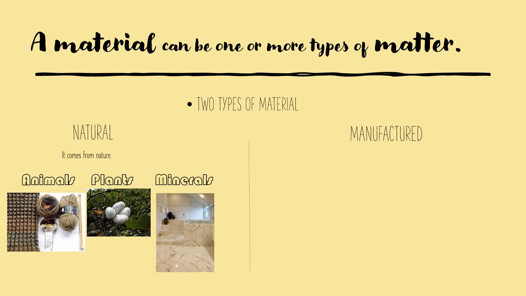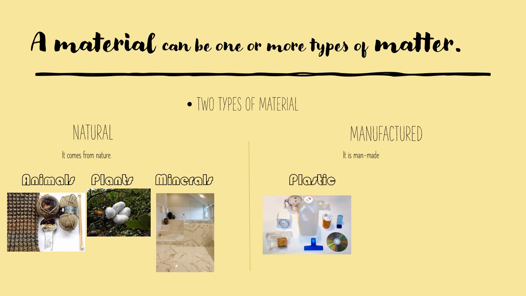They can also be manufactured, which means that it is man-made. Like plastic, look at all the examples of plastic that we find: CDs, bottles, jars. Plastic is manufactured from natural gas, oil, coal, and plants.